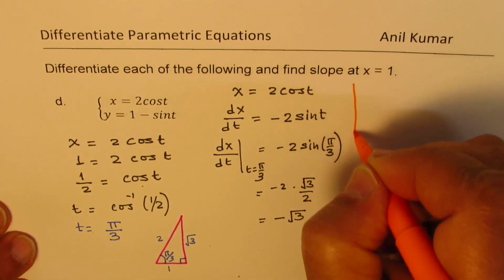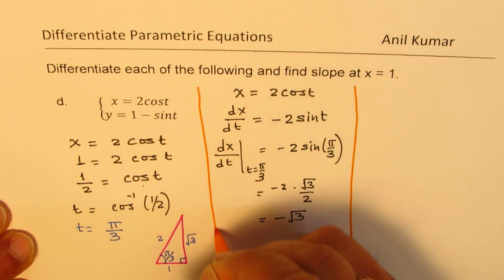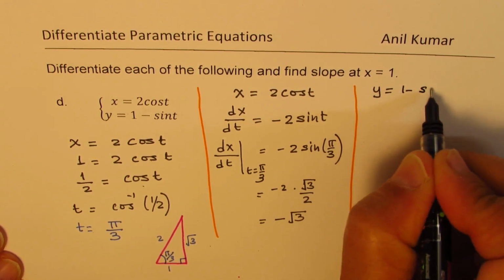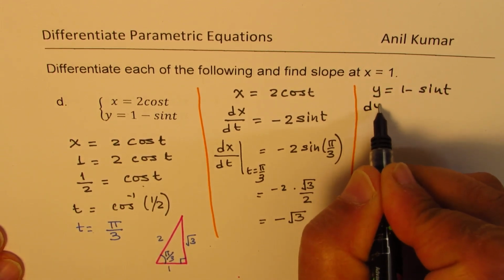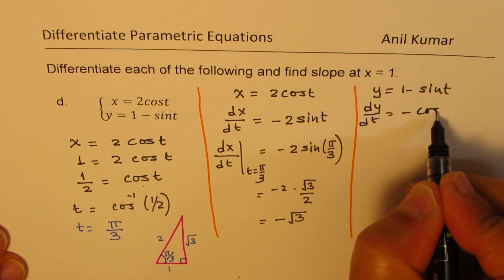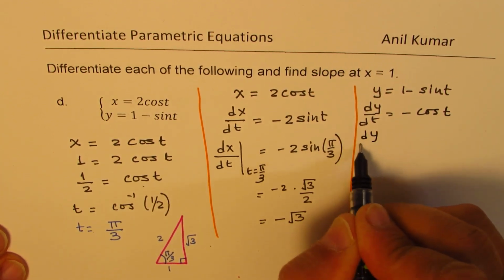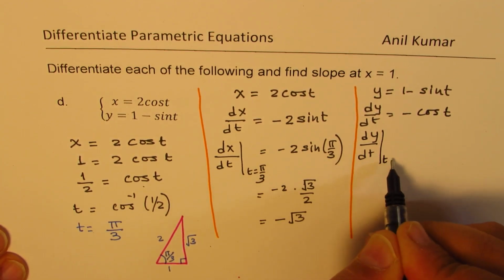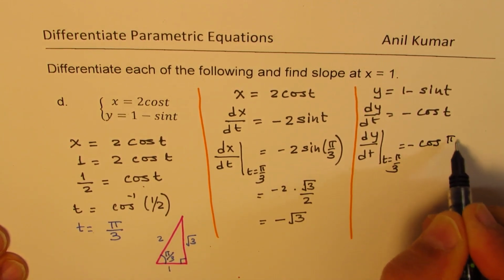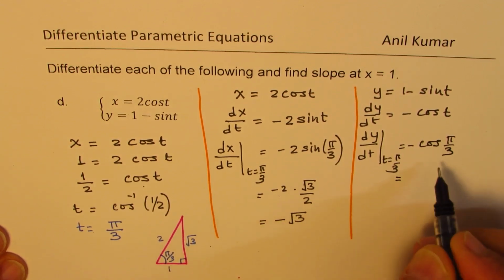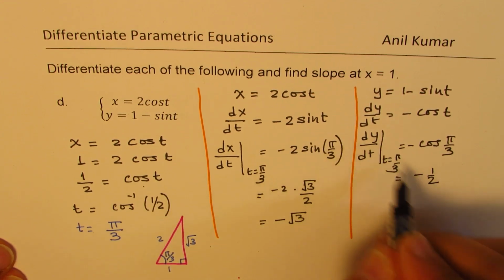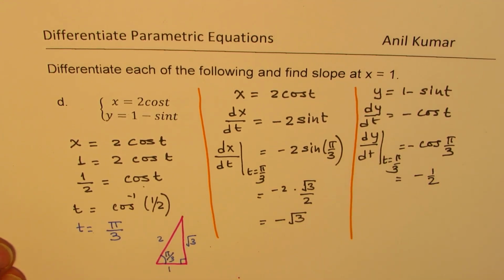Now let's find the value for dy/dt. We have y equals 1 minus sine t, so dy/dt will be 0 minus cos t. So dy/dt for t equals pi by 3 will be minus cos pi by 3, right? So minus cos pi by 3 is minus half. So we get this value as minus half, clear?